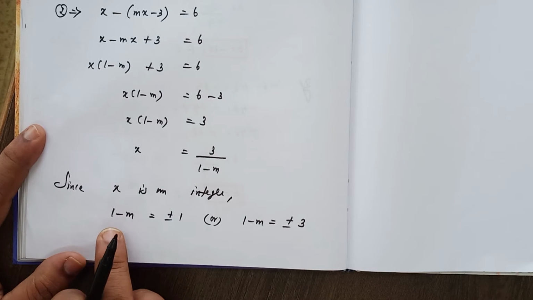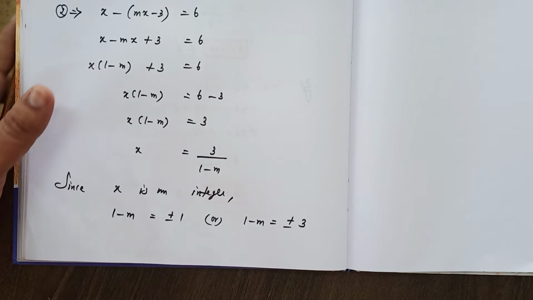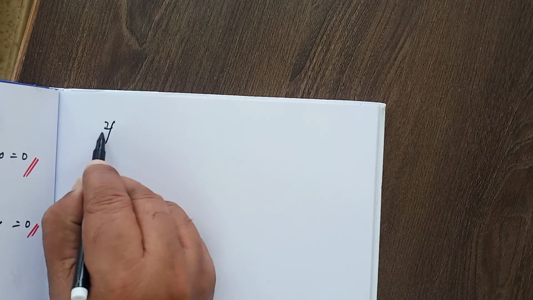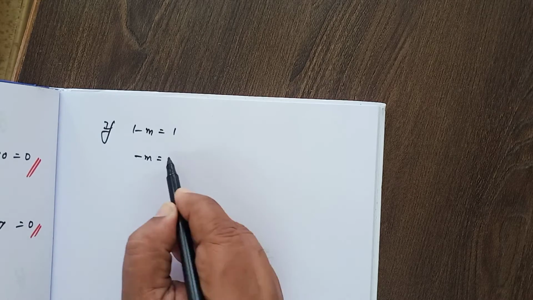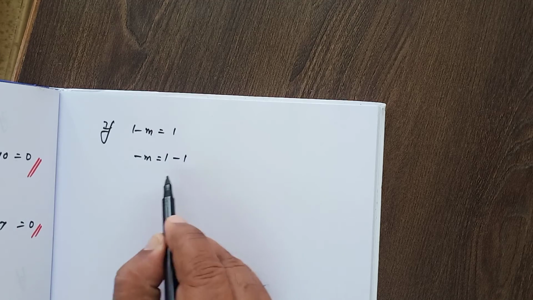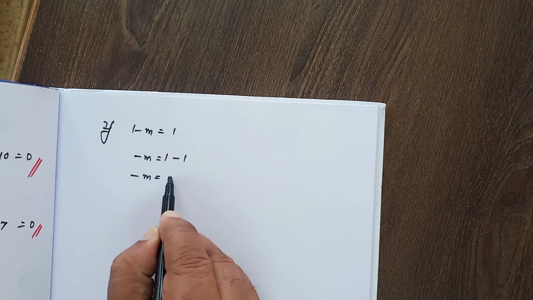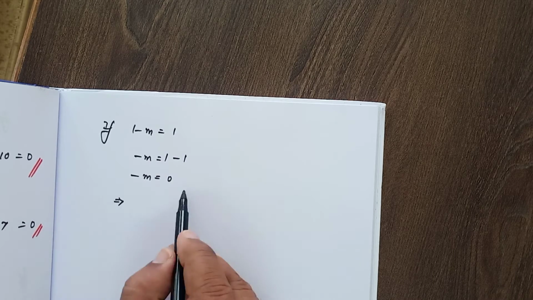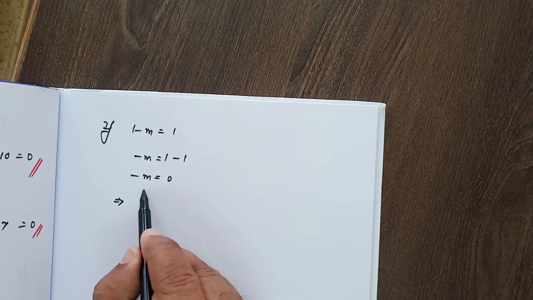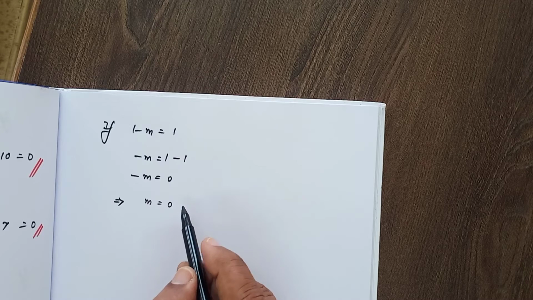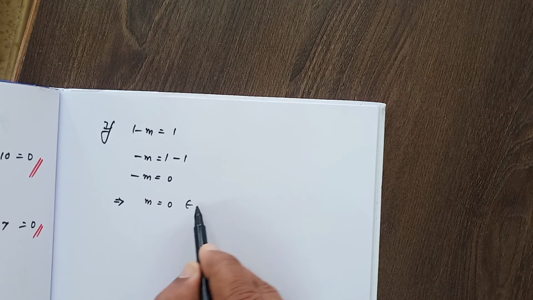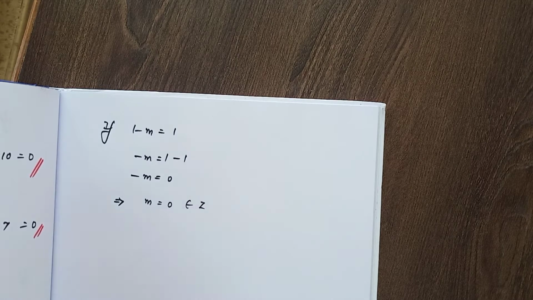Now I consider 1 - m = plus 1. If 1 - m = 1, then -m = 1 - 1, so -m = 0. Multiplying by minus on both sides, m = 0. It belongs to an integer. It is possible.